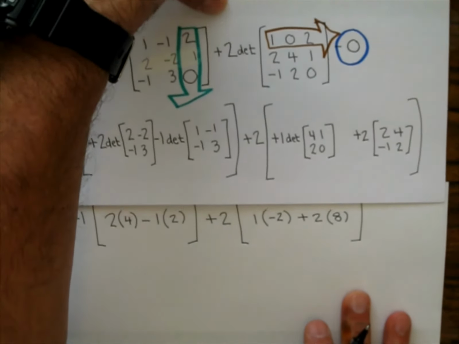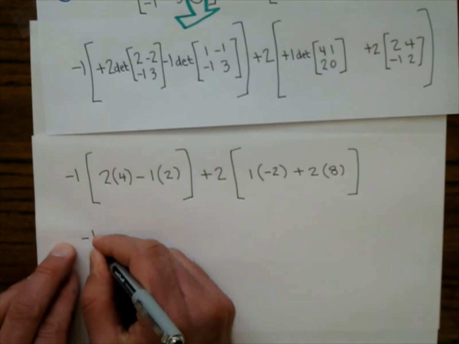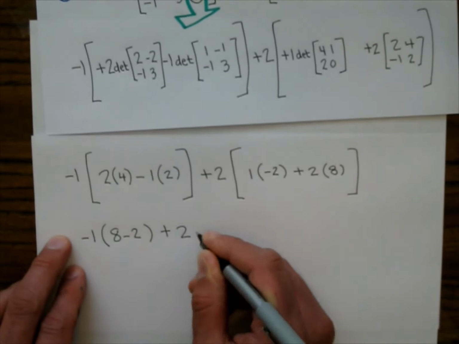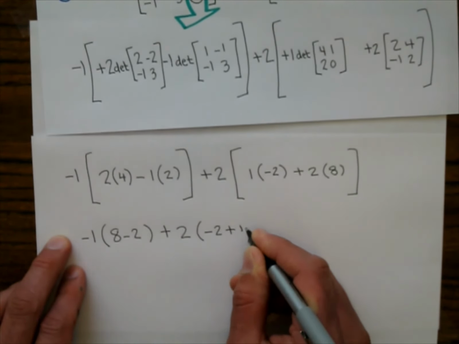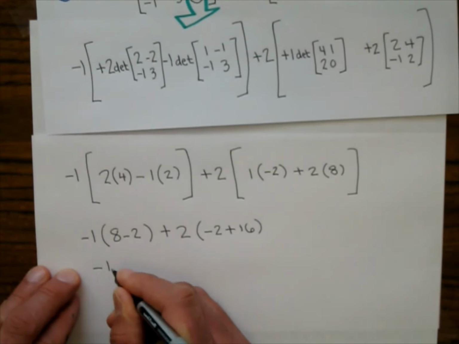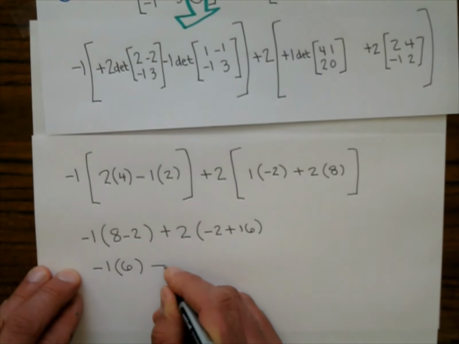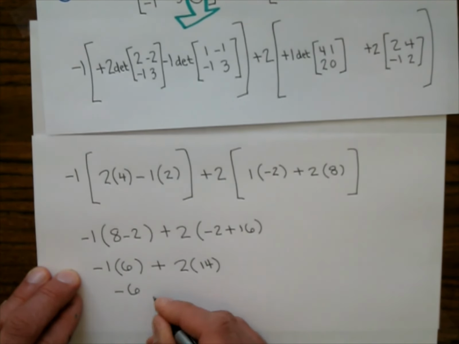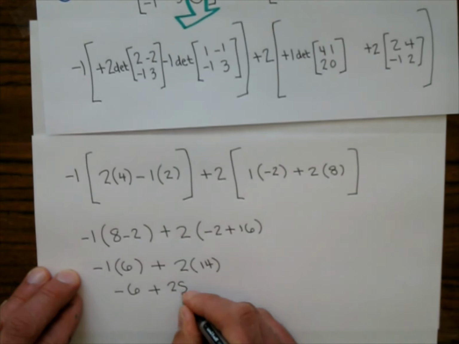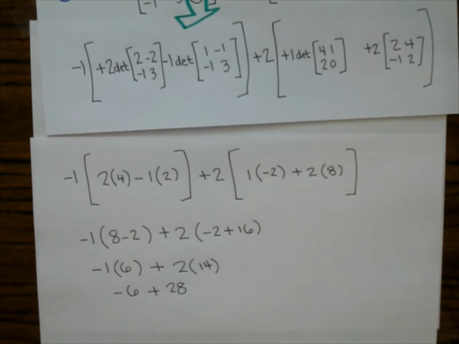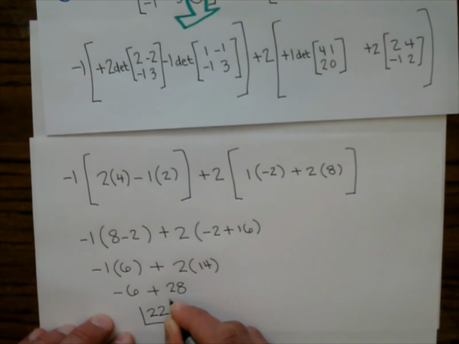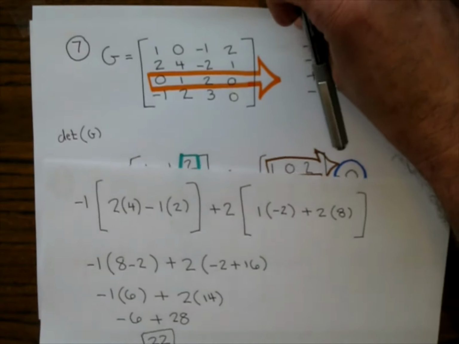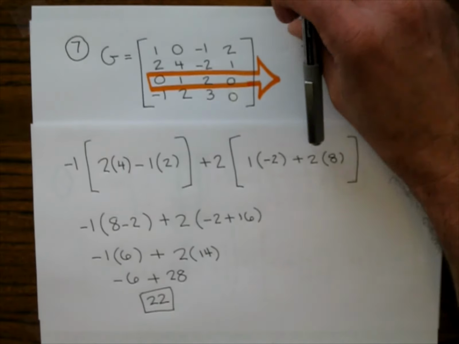Okay, so I'm just doing some arithmetic now. I end up getting negative 1, and we have 8 minus 2, plus 2, negative 2, plus 16. So I have negative 1 times 6, plus 2 times 14, negative 6 plus 28. 28 minus 6 happens to give me 22. 22 is the determinant of this original matrix. So there it is. 22 is the determinant of that matrix.